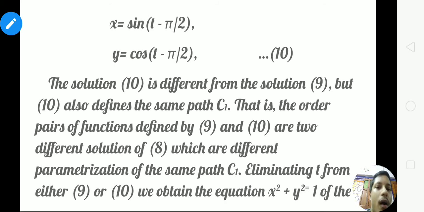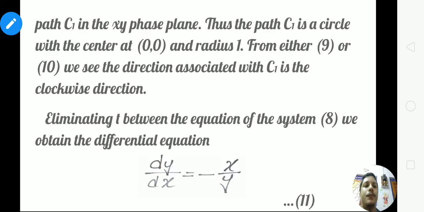Eliminating t from either 9 or 10, we will obtain the equation x^2 + y^2 = 1 of the path C1 in the xy phase plane. Thus, the path C1 is a circle with center at (0, 0) and radius 1. From equation 9 or 10, we see the direction associated with C1 is the clockwise direction. We know what the clockwise direction is, left to right.